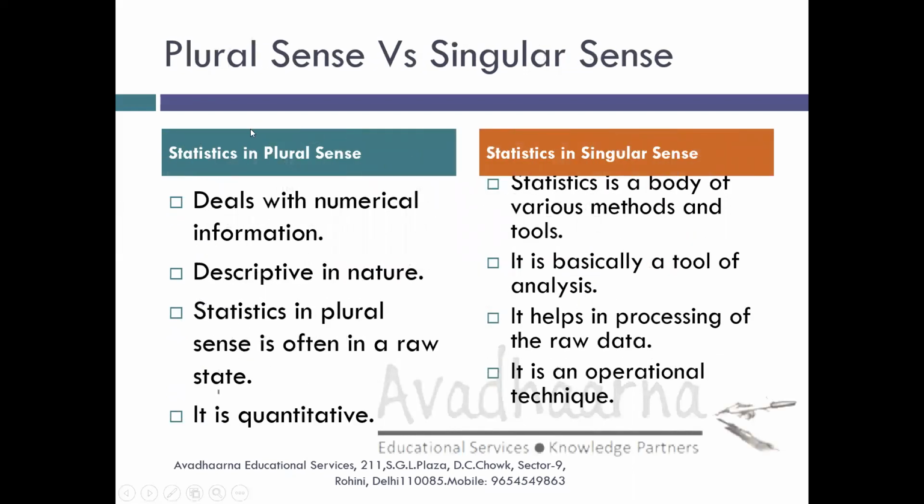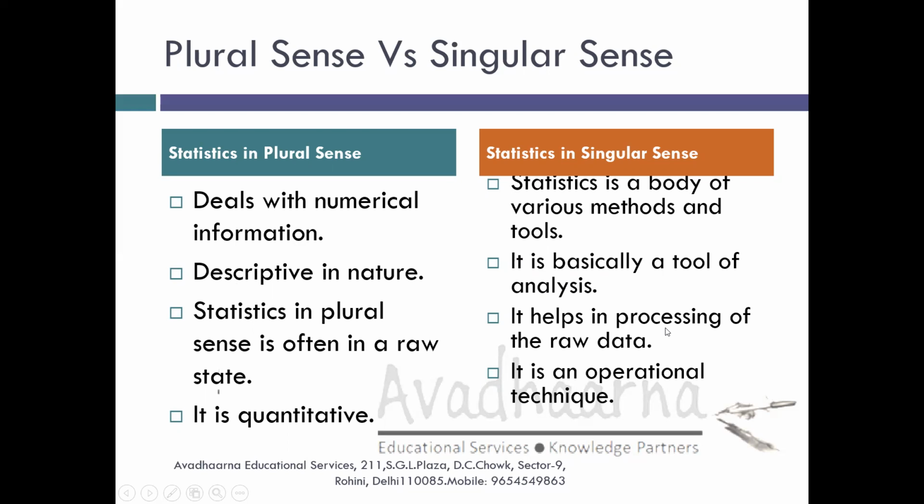So if anybody asks what is the difference between statistics in plural sense and singular sense: plural sense deals with numerical information, whereas in singular sense, statistics is a body of various methods and tools. In plural sense, statistics is descriptive in nature. In singular sense, it is basically a tool of analysis. In plural sense, statistics is often in a raw state, meaning it is raw data, fine. But in singular sense, the data is processed.